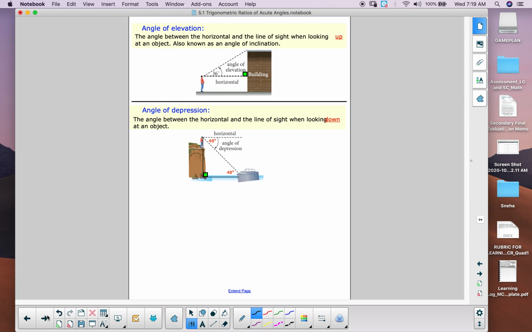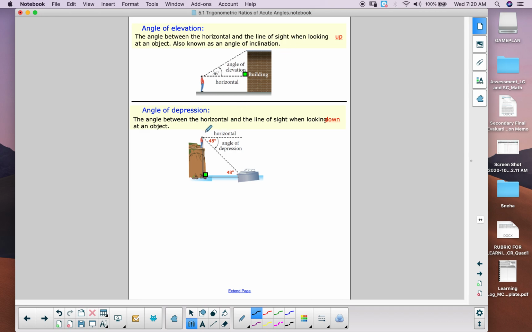We also want to recall angle of elevation and the angle of depression. As you can see here in this question, if a person is standing and looking to the top of a building, then this angle, which is the angle between this horizontal line and his line of sight, is called the angle of elevation. It's also called the angle of inclination sometimes.